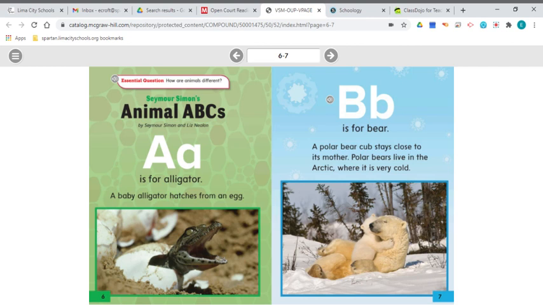We're also going to be using asking and answering questions because remember, that helps us think about what we're reading and understand it better. So let's start reading Seymour Simon's Animal ABCs.